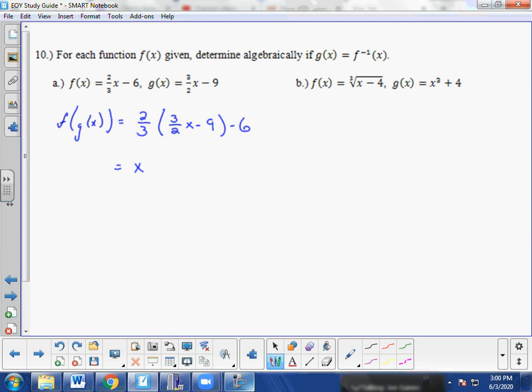2/3 times negative 9 would be negative 6, minus 6. So if I simplify here, I would get x minus 12. So f of g of x is x minus 12. These are not inverses of one another. To be inverses, they would have to simplify through this composition to give me just x by itself. So these are not going to be considered inverses.